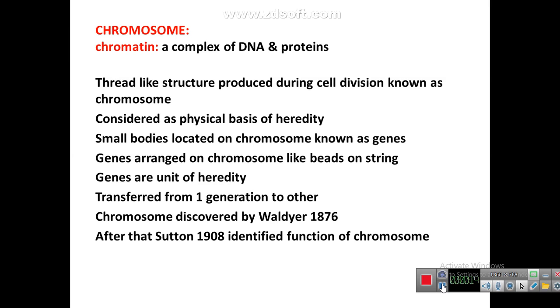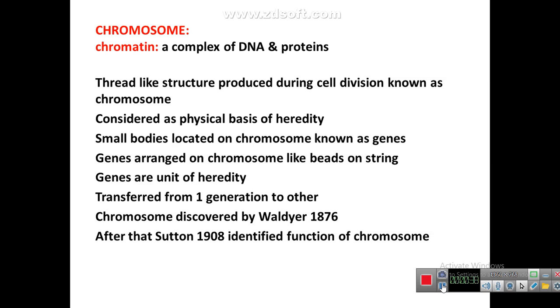Chromatin is a dense material that consists of DNA and protein. It appears as a thread-like structure during cell division, known as the chromosome. Chromosomes are considered the physical basis of heredity. The small bodies located on the chromosome are known as genes. Genes are arranged on the chromosome like beads on a string. Genes are the unit of heredity that transmit characters from one generation to the other.